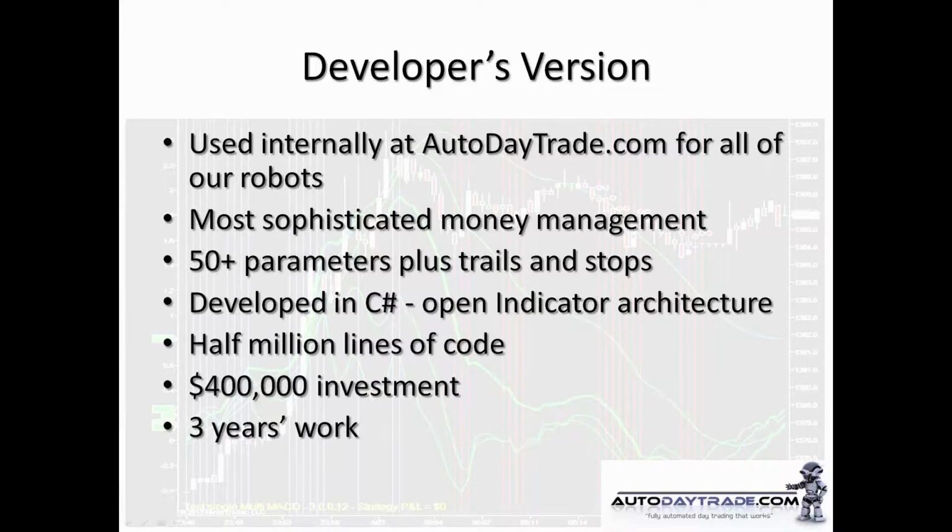It was developed in C# and has an open indicator architecture. This means you can add your own indicators to the package. We'll go into this a little bit. The developers version represents 500,000 lines of code, a $400,000 investment, and 3 years of work. I hope you will take advantage of our efforts and acquire the developers version through our Indiegogo campaign today.